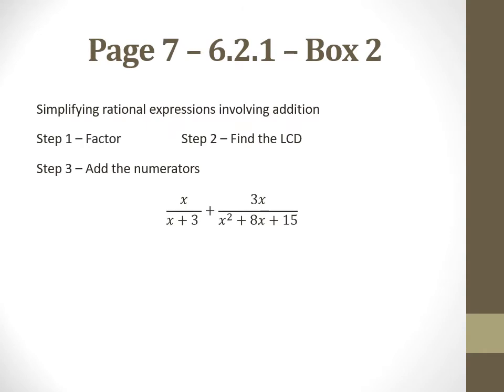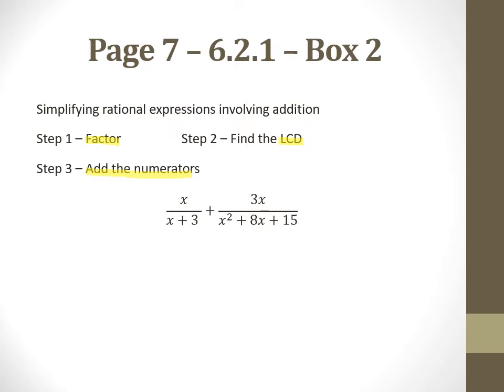It can get a little bit more complicated when there are bigger expressions involved. So step 1 is going to be to look for anything that will factor, especially in the denominator. Then step 2 will be to find the LCD. Remember, that stands for least common denominator. We need to make all the denominators exactly the same. And then step 3, we will finally be able to add everything together.